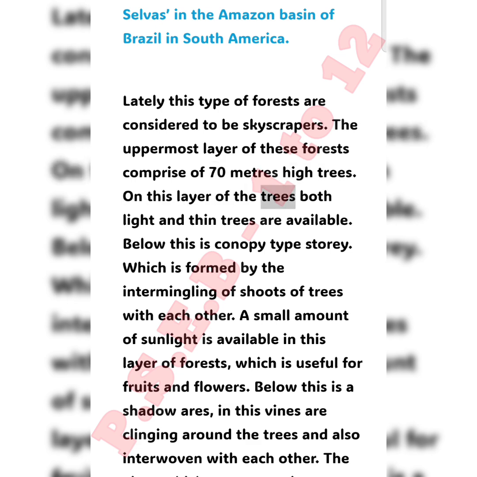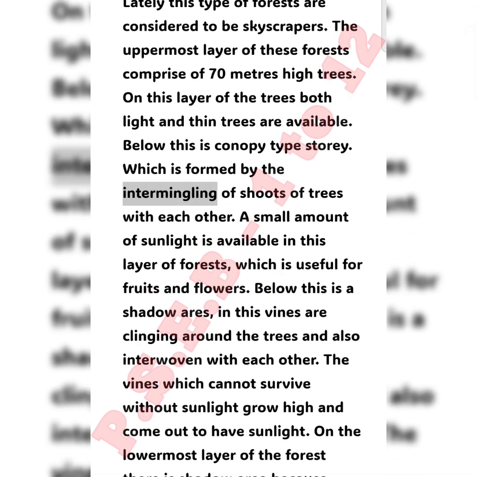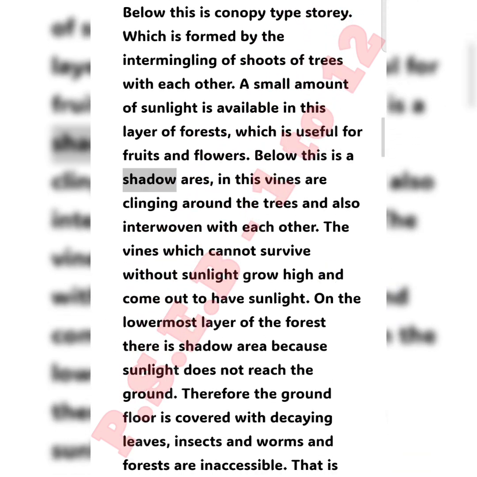On this layer of the trees both light and thin trees are available. Below this is the canopy-type storey, which is formed by the intermingling of shoots of trees with each other. A small amount of sunlight is available in this layer of forests, which is useful for fruits and flowers. Below this is a shadow area. In this, vines are clinging around the trees and also interwoven with each other. The vines which cannot survive without sunlight grow high and come out to have sunlight.